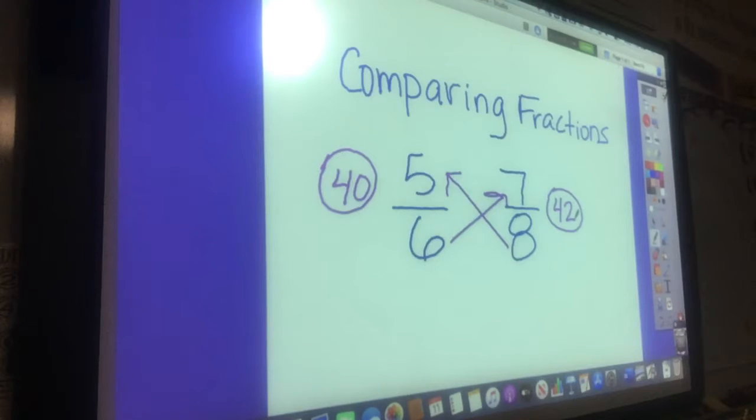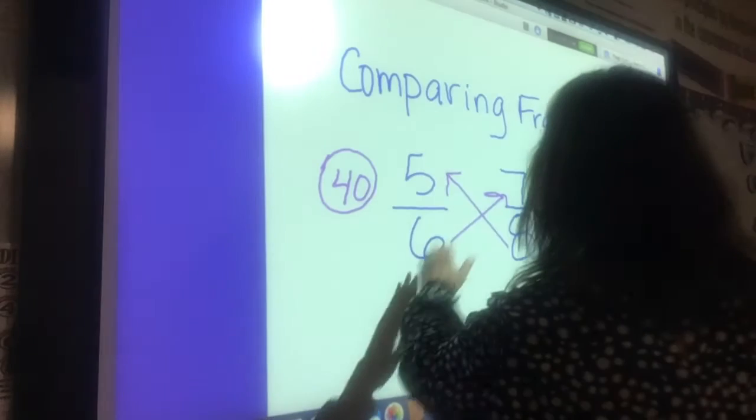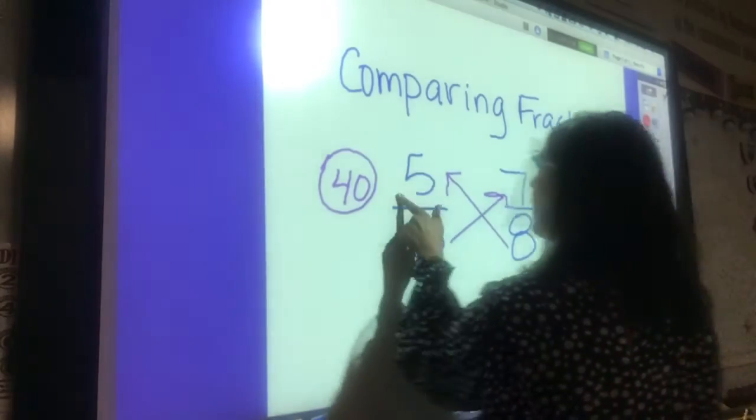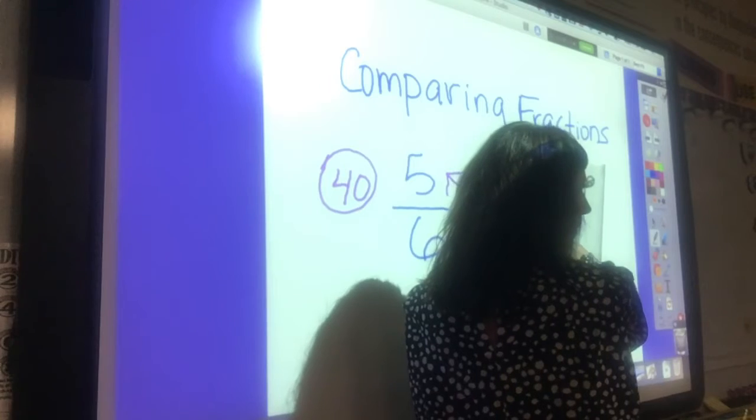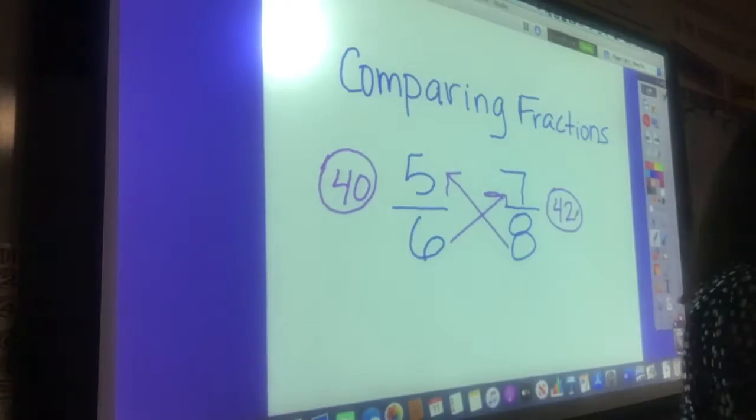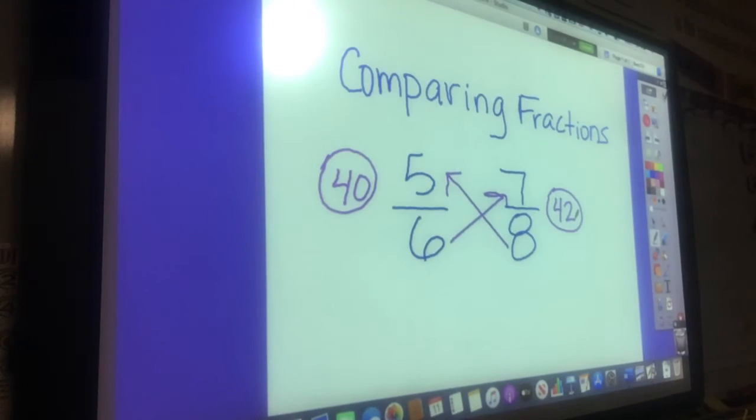So which is my bigger fraction, 5/6 or 7/8, Saxon? 7/8. Okay, and it works every single time you're comparing fractions. All you do is multiply, whichever one has the bigger number, that's my bigger fraction. Okay, super easy. So let's go to your whiteboard and we're gonna try some comparing fractions.